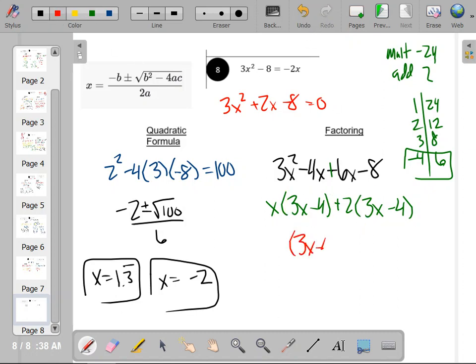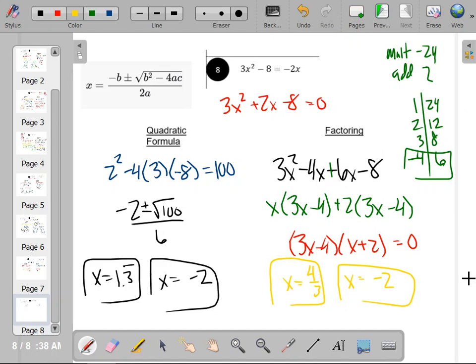So 3x minus 4 is one of my factors. The other one is x plus 2. I want to know when they equal 0. So you would add 4 and divide by 3. That's 4/3. Or subtract 2. Hey, 4/3 is 1.3 repeating. You get the same thing. So solving these problems using multiple methods verifies that you know what you're doing. And on tomorrow's test, you need to be able to choose an appropriate method and solve. So good luck.